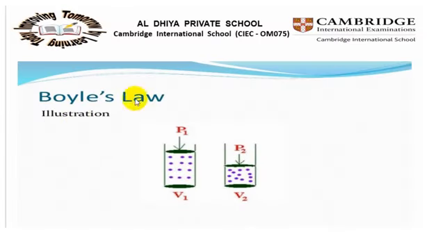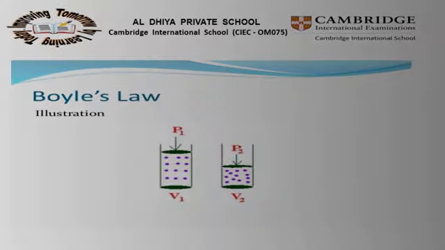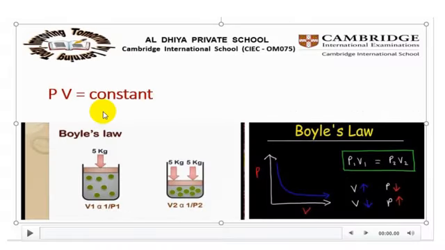Boyle's law. This is one of the gas laws, okay? Boyle's law relates the pressure with the volume at a fixed mass of gas. When the temperature is constant, PV equals a constant. PV equals constant is Boyle's law, where P is inversely proportional to V. If we increase the pressure, the volume will decrease, and if we decrease the pressure, the volume will increase.